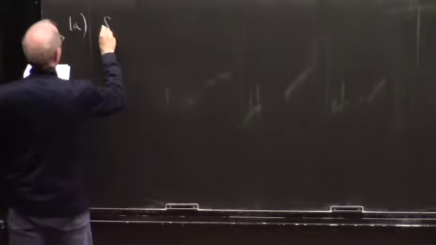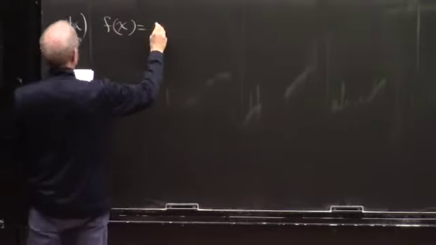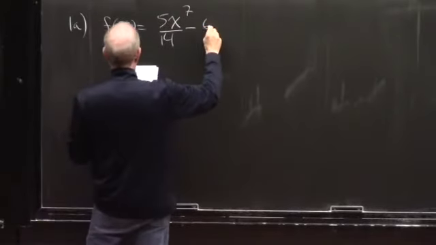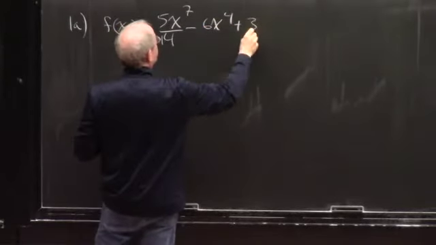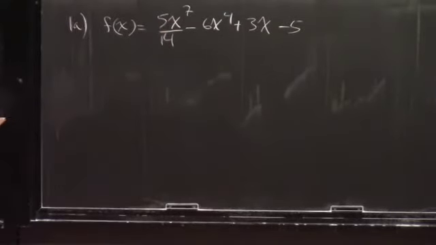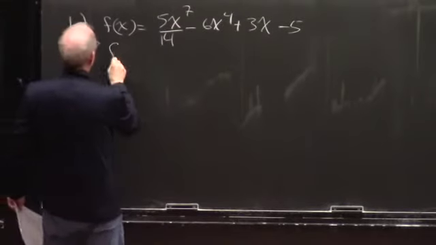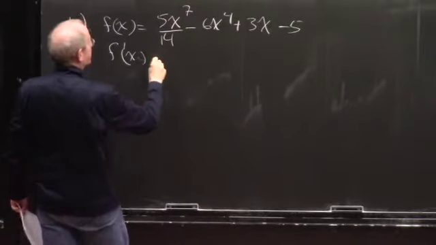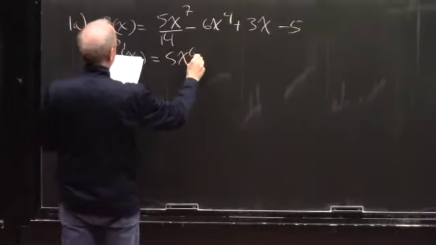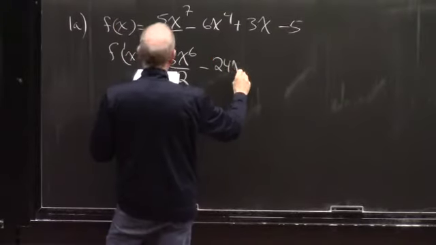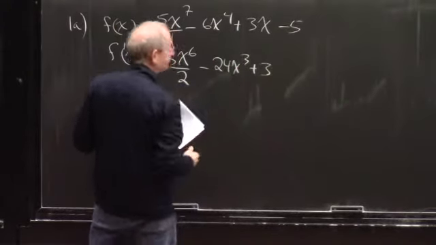So we have f of x equals 5x to the 7th over 14 minus 6x to the 4th plus 3x minus 5. Find the derivative. Right? So this is straight. We did a bunch of these polynomials. I hope everybody got this right. You bring the 7 down and you get 5x to the 6th over 2 minus 24x cubed plus 3.